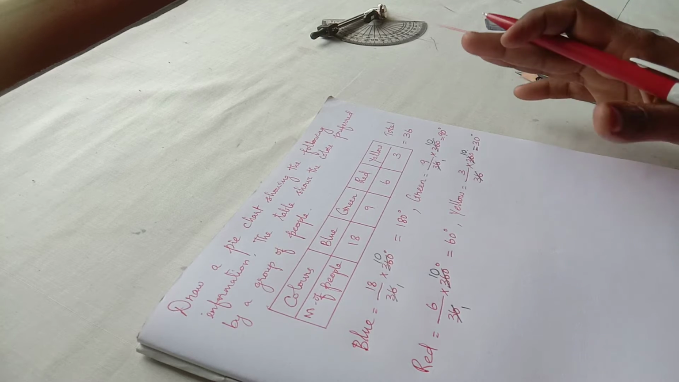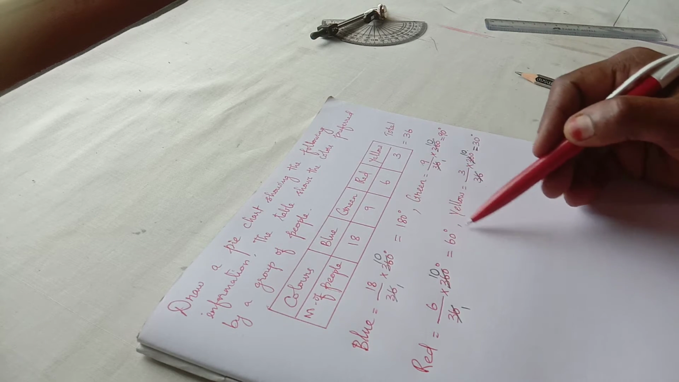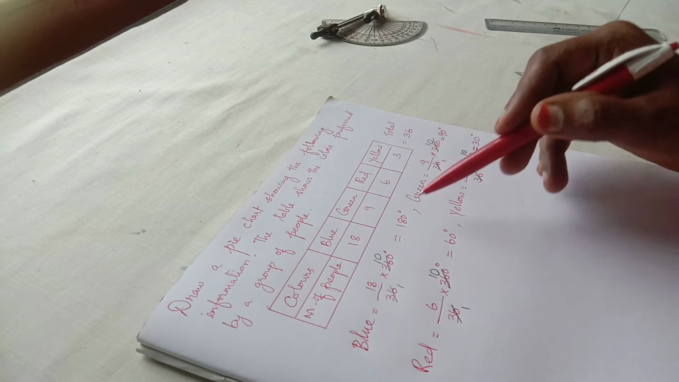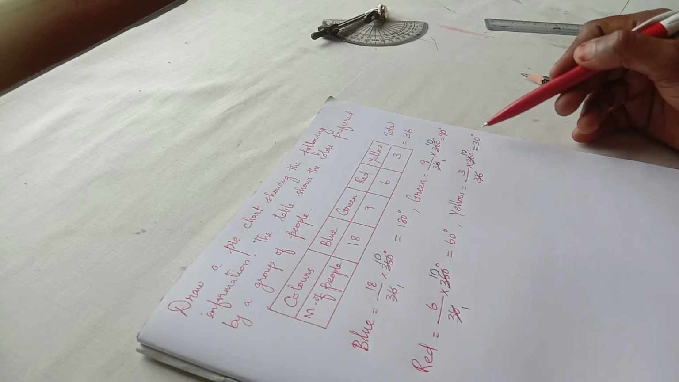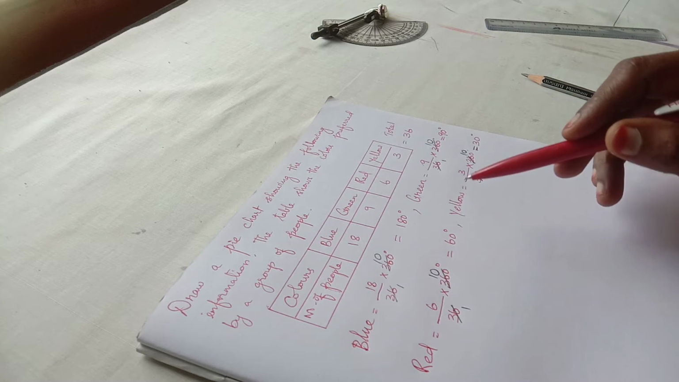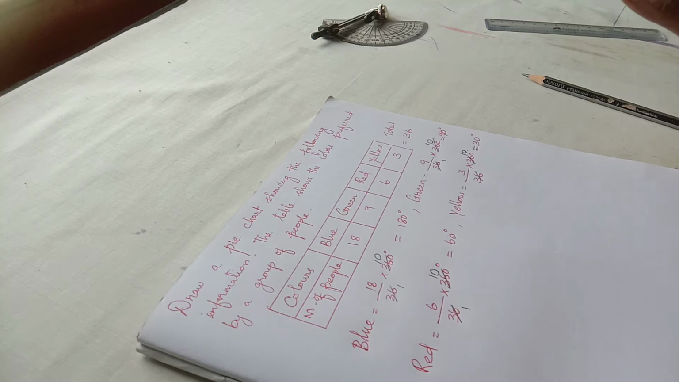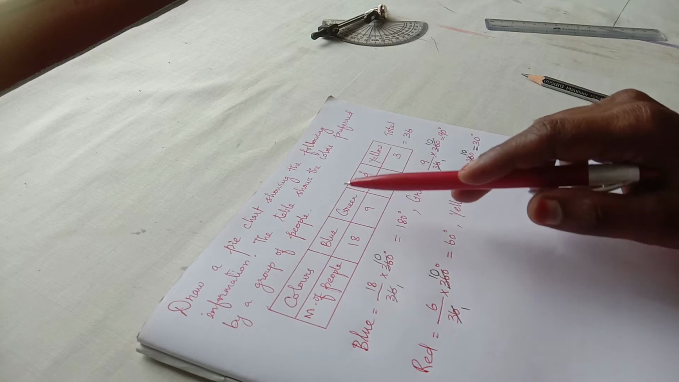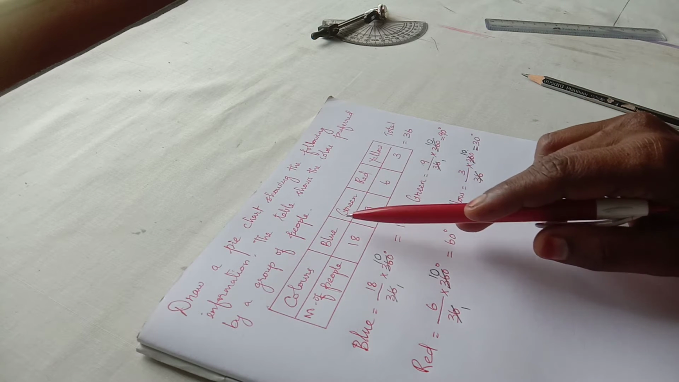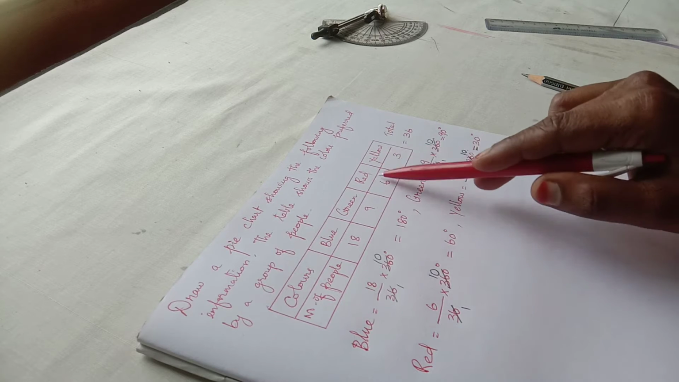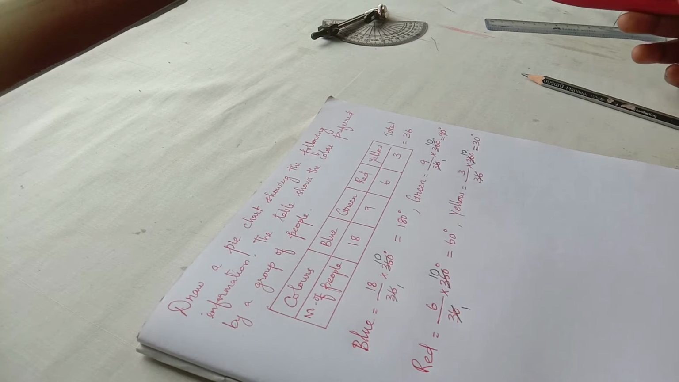And you can confirm your answer by adding all the central angles. Just add 180 plus 90 plus 30 plus 60. Surely you will be getting 360 degrees. So you yourself can confirm your answer. Now we found the central angle for each sector, that is for blue, green, red and yellow. Now we are going to draw a circle graph, a pie chart.